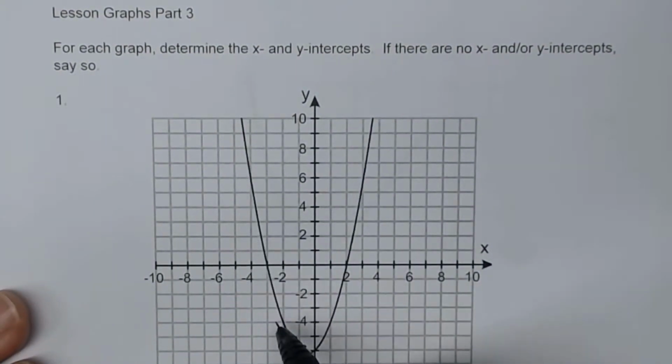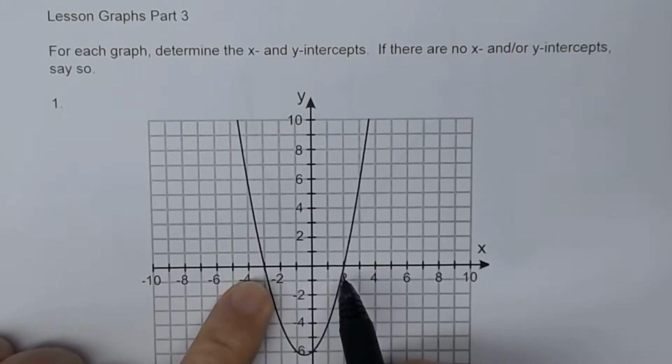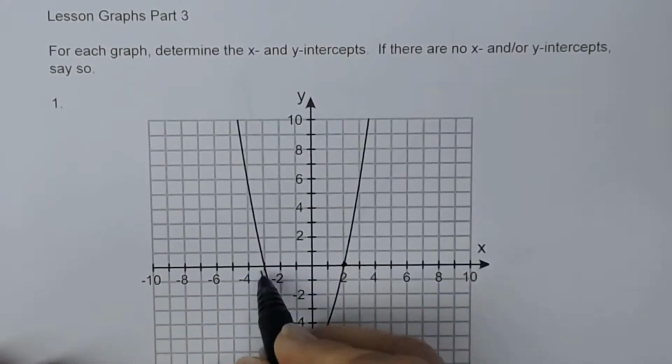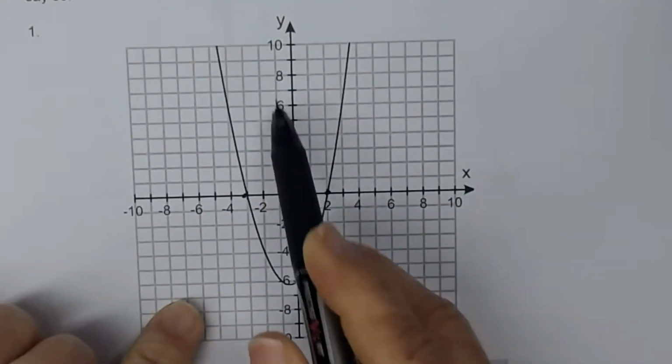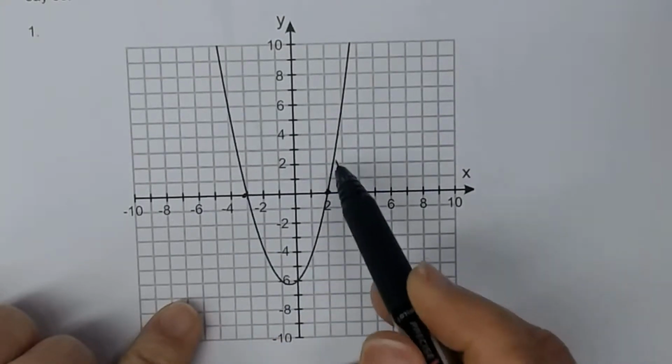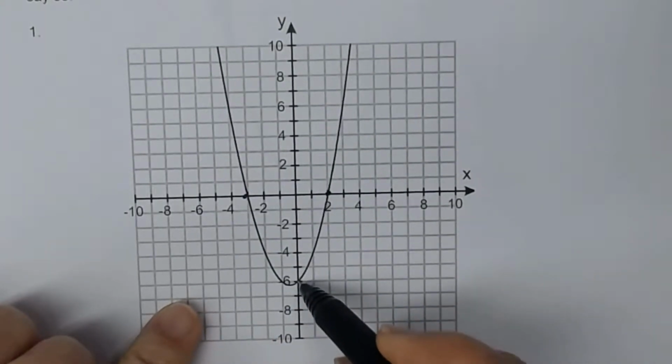And in this particular case, this parabola crosses the x-axis in two places. So that means there are two x-intercepts. There are two of them. And then the parabola crosses the y-axis in just one place, right here.